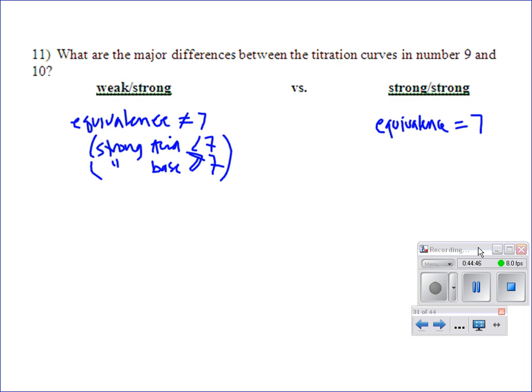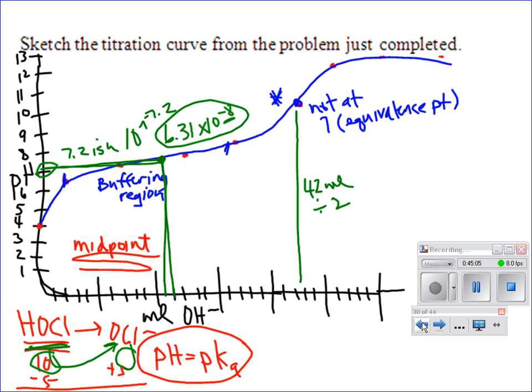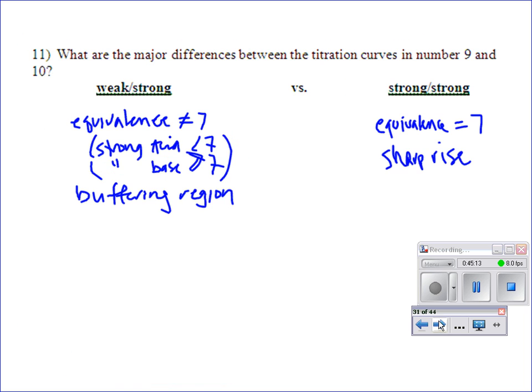And then, what else when you look at it? This has a sharp rise. This has a buffering region. Now, in both cases, though, the equivalence point will fall in the middle of the rise. There is kind of a rise here. It does fall in the middle of this rise, and in the previous, it falls in the middle of the sharp rise. So it's still kind of the same in that respect.